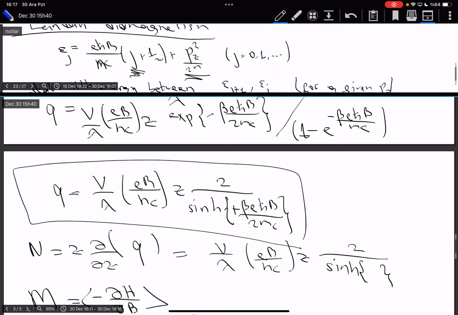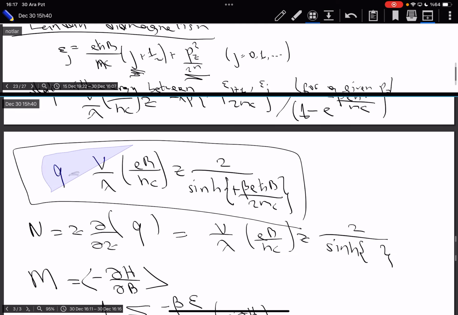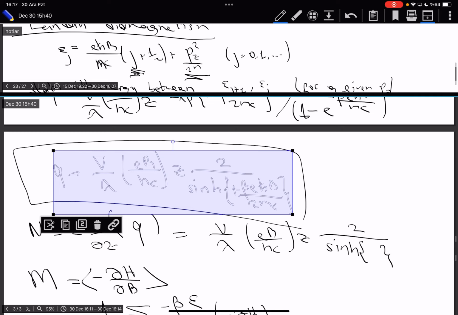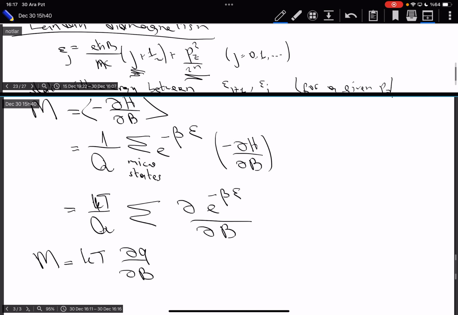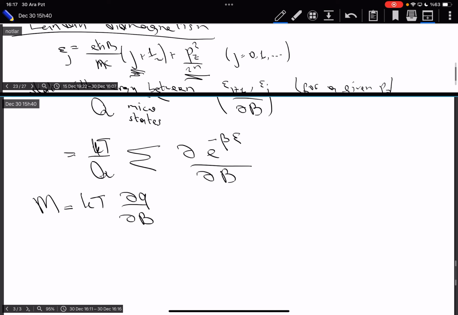Well, I know what the Q potential is. This is my Q potential. It's enough to take its derivative with respect to B to obtain the magnetic moment. And once you have the magnetic moment, you can calculate the susceptibility, which is given as the magnetization divided. Now the magnetic moment and magnetization are slightly different things. Magnetization is the magnetic moment per unit volume. Susceptibility is defined in terms of the magnetization, as B goes to 0.